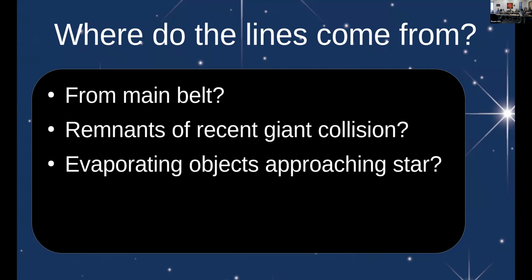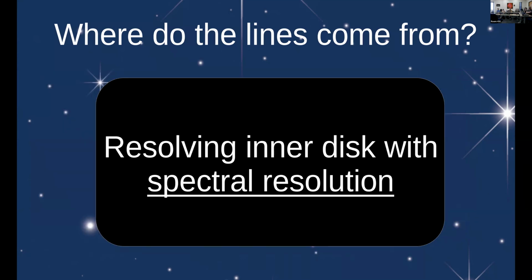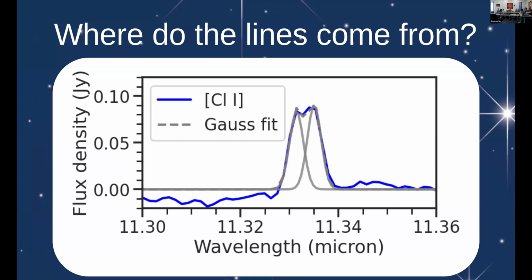Okay, where do these lines come from? And we really struggled to answer this in the beginning. It could come from the main asteroid belt. It could be the recent giant collision that releases this belt. Or it could be these evaporating objects close to the star that we also know from UV and optical spectroscopy that they are in the system. Okay. And fortunately, the spectral resolution of MRS comes to the rescue, because we could actually resolve the lines.